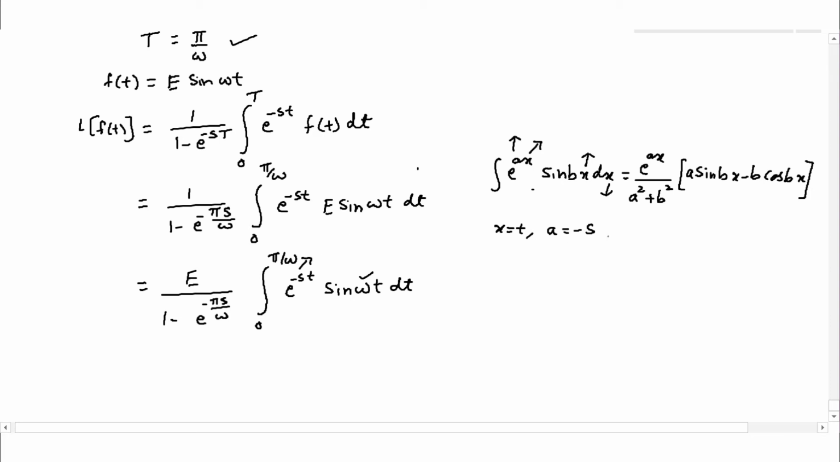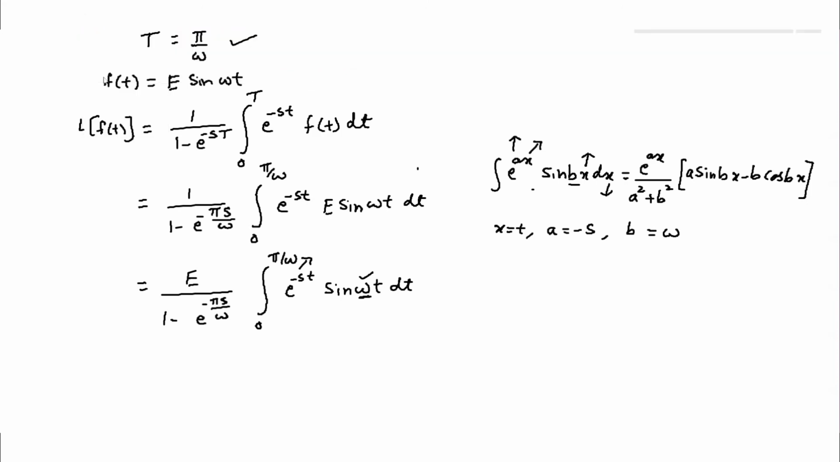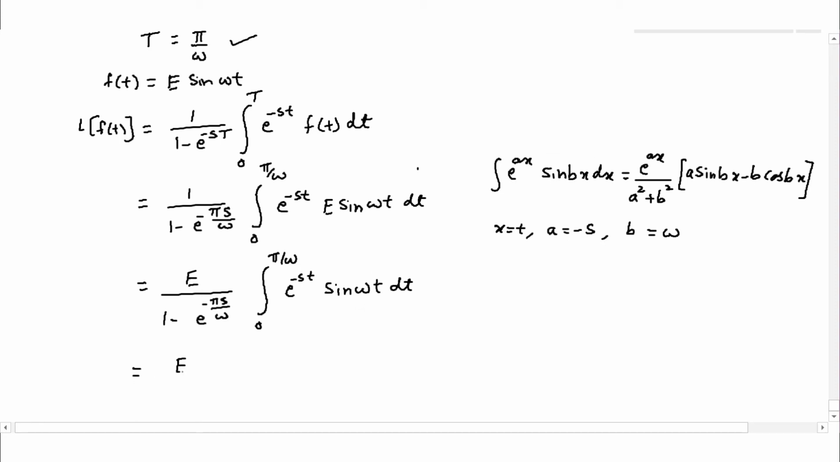So the a value is minus of s, and if you try to compare the value of b over here, b corresponds to your omega value. Therefore you have b equals omega. So we have got the values of a, b and the x value. Now we'll try to simplify the expression by using the formula. So this will be equal to e divided by 1 minus e power of minus pi s by omega.